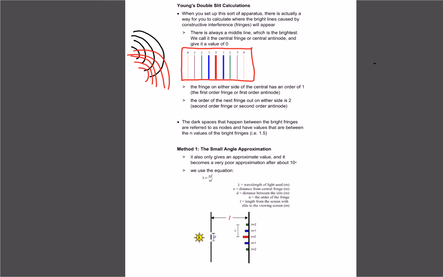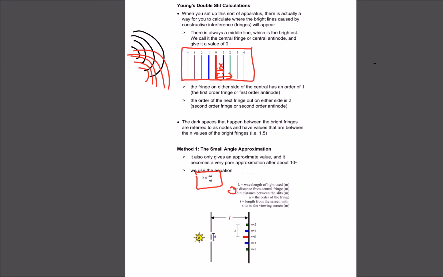So what Young figured out was a formula to be able to calculate some of this stuff. The formula is wavelength equals xd over nl. x is our distance between the fringes. You can see in this top diagram, x would be the distance between 0 and 1, or x is the distance between 0 and 2, or 0 and 3, and so on. So we just measure that x distance from the center one to whichever one we want.